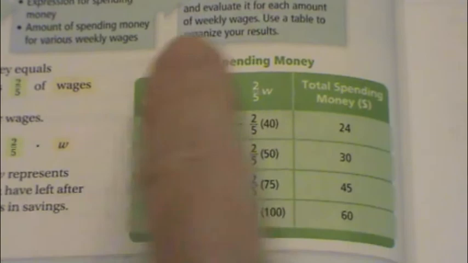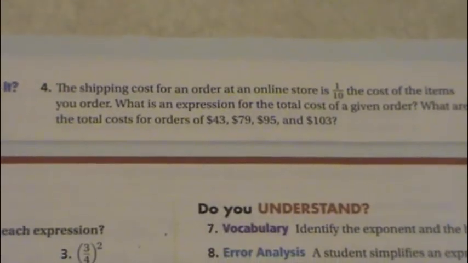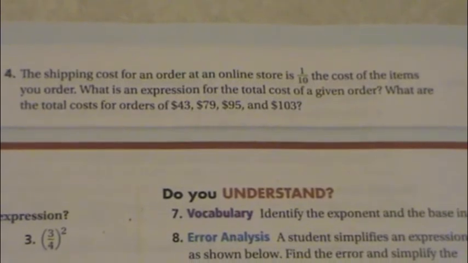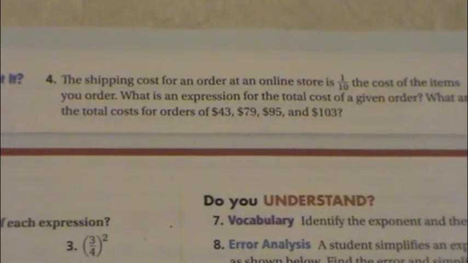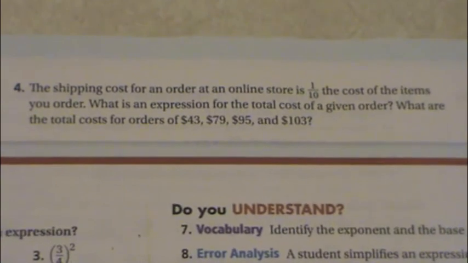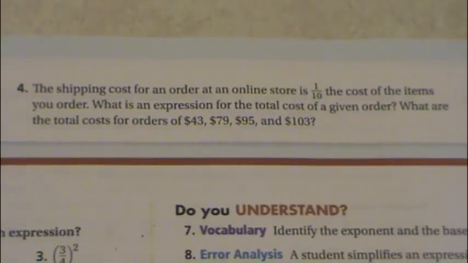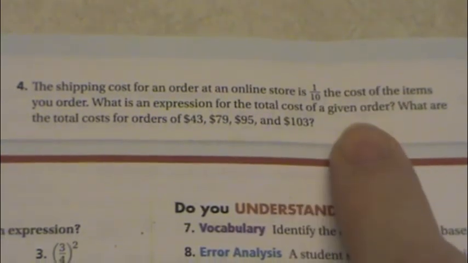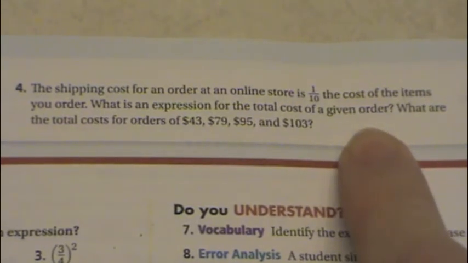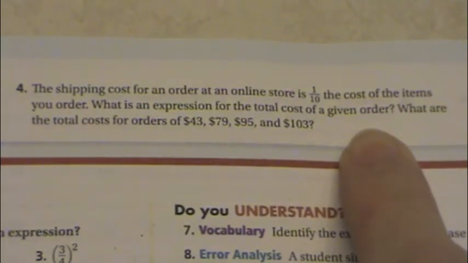After you have looked at this, I want you to do the got it problem on the top of page 13. It's got it number 4. The shipping cost for an order at an online store. You can read the rest on your own. Okay? Do your best with this. Spend no more than 10 minutes, and then come back.